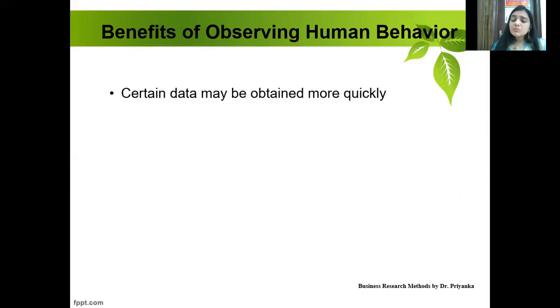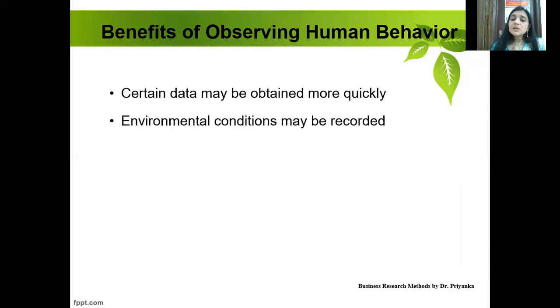Certain data may be obtained more quickly. Yes, some data can really be obtained quickly rather than in surveys, because in surveys you have to ask those questions in a particular way. For example, I want to ask someone about their behavior, but I will be starting with some general questions. So I will come to the behavior part a little later, right? But in the case of observation, I'm already observing the person and I can observe them very quickly.